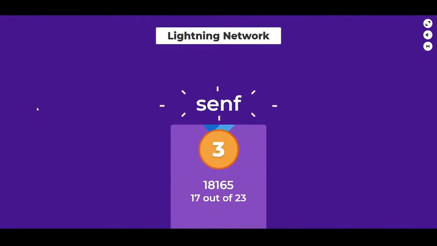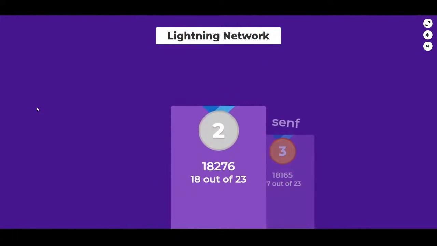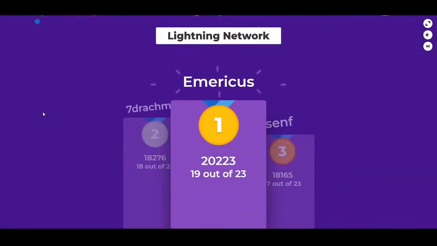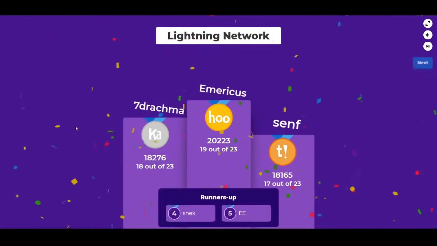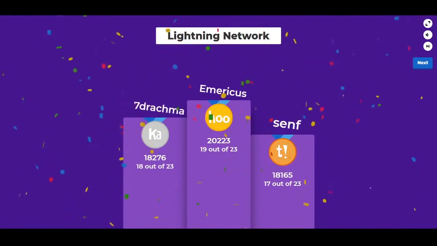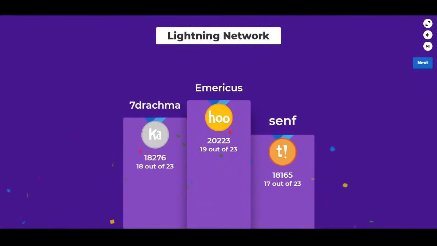Here comes the podium. In third position, Senf with 18,000 points. In second position, 7 drachma. And our winner in first position, Americus. Wow, congratulations. What a fun game that was. Thank you all for participating. Let's celebrate those winners. They get nothing. Oh, they get the satisfaction and applause from René and me. A job well done. That was not an easy quiz. There were lots of changes in the leaderboard, but I think we all learned something and had fun.